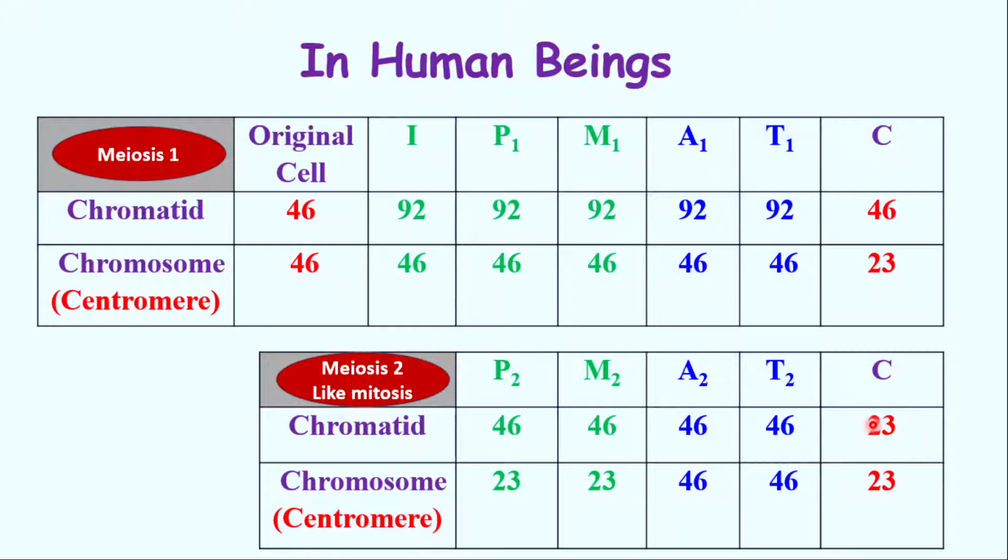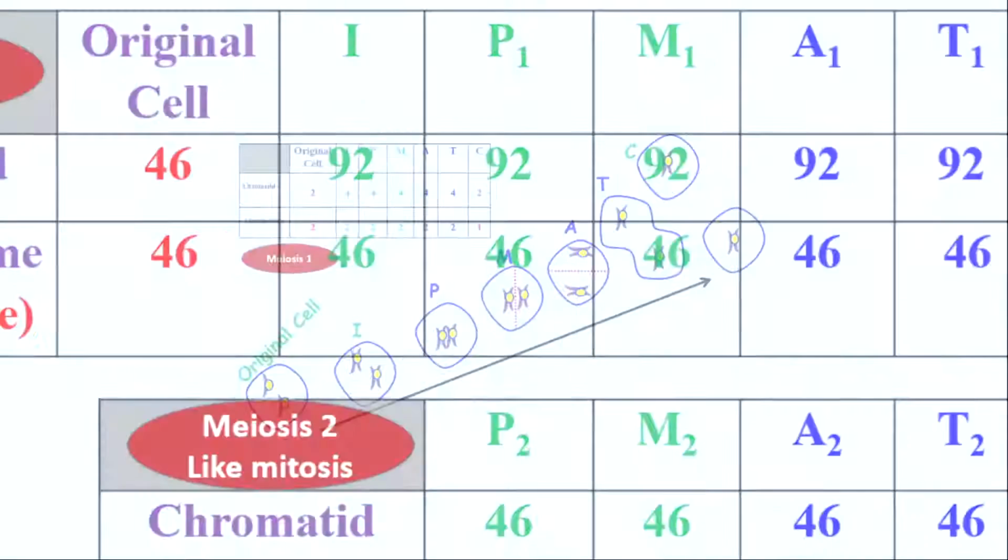So if you notice, at the end of the second division, compared to the original cell, each original cell will have 46 chromosomes, 46 chromatids. However, by the end of meiosis 2, each cell will have 23 chromosomes, 23 chromatids. And that's how they stay in half, and because they want to grow back in size, they want to reproduce. Reproduction will make you double up, right?